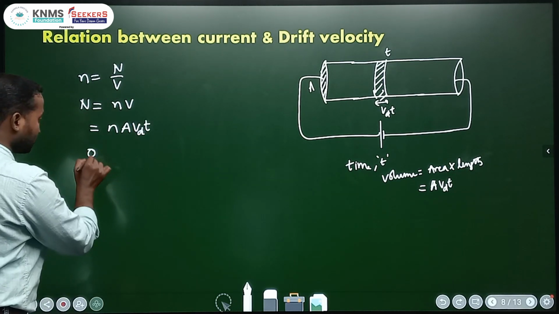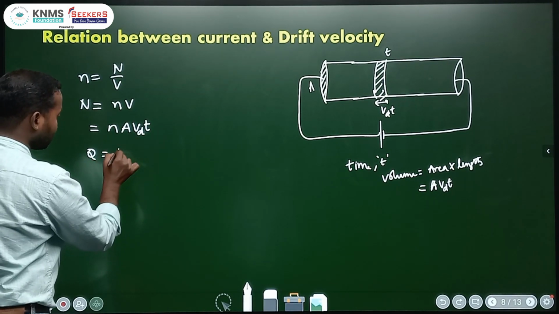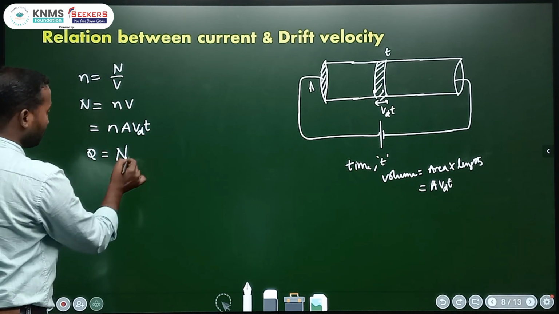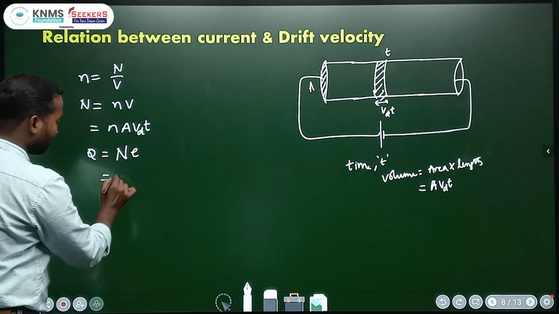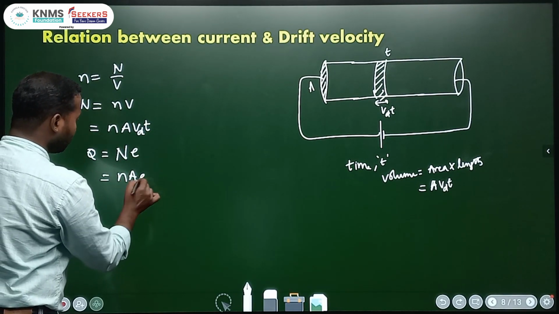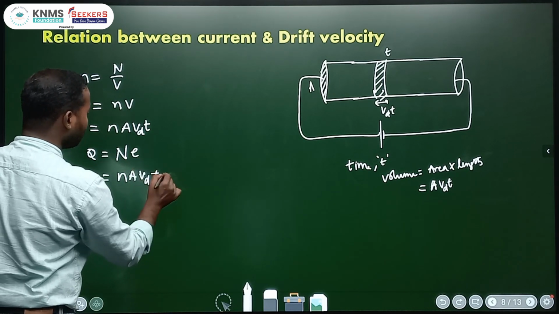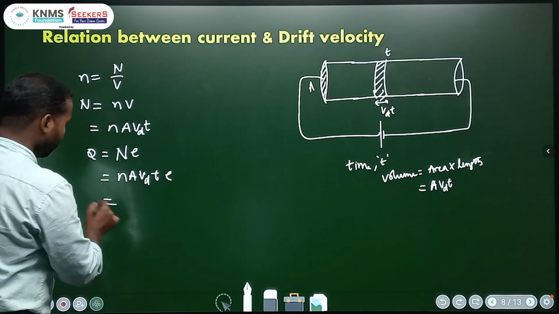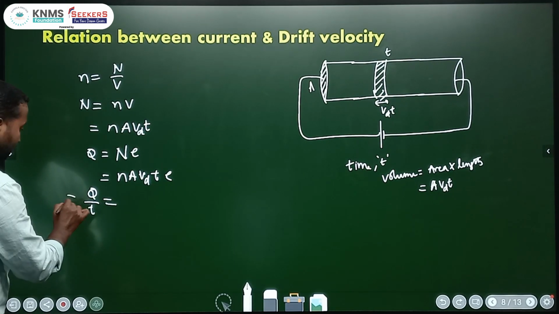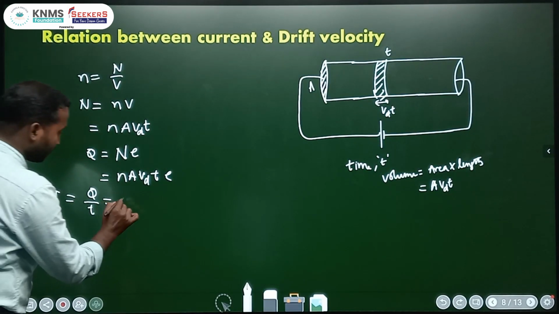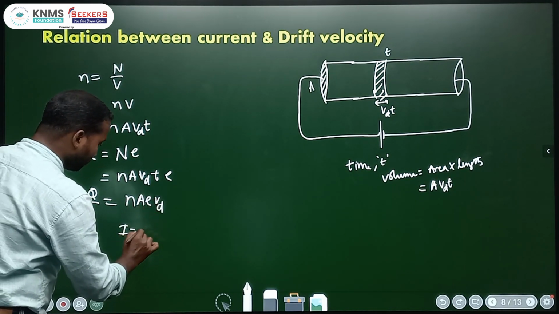Now the total charge that is flowing within this volume is, like you know, charge is quantized, the total number of electrons times the charge of each electron. So that is N A Vd t into e. Now you can see that charge per unit time, taking this time to this side, is nothing but electric current, and that's equal to n A e Vd.